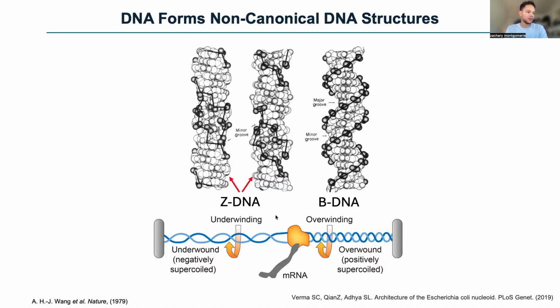Where this can occur is during transcription, where you have an RNA polymerase that's transcribing along the DNA strand. Ahead of it, you can get an overwinding, or positive supercoiling. Behind it, you can get an underwinding, or negative supercoiling. From this negative supercoiling, this creates an environment where this left-handed form can appear.